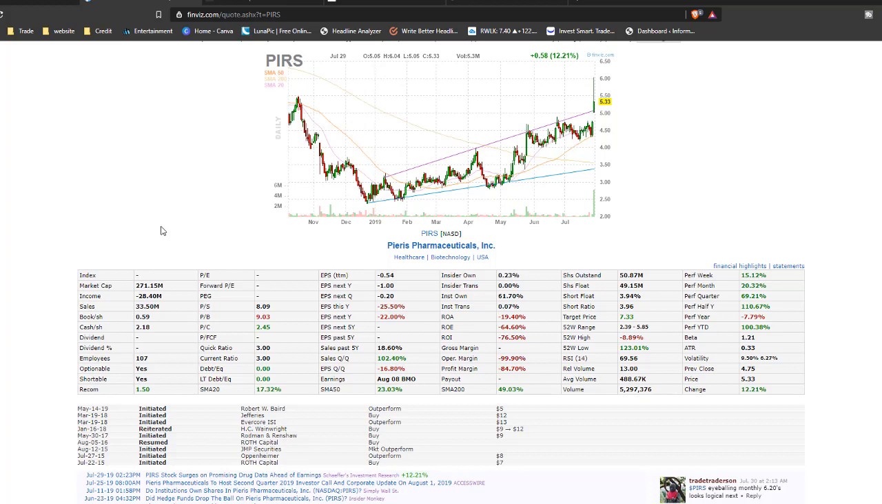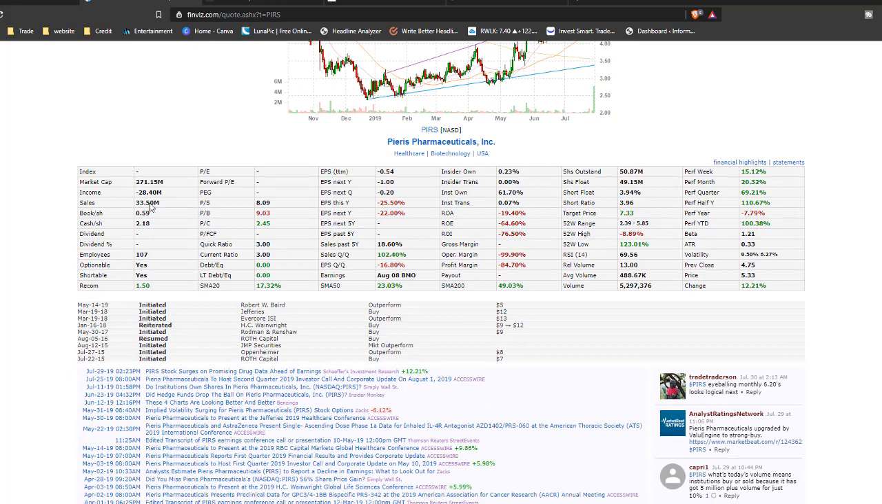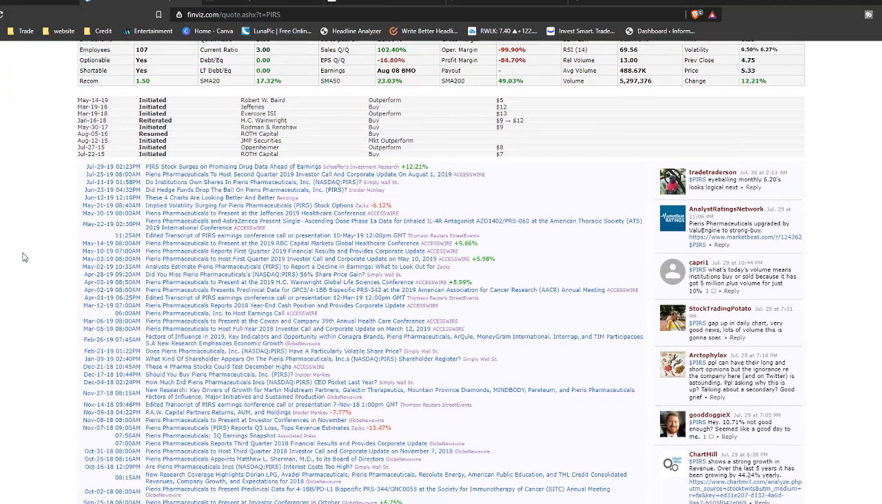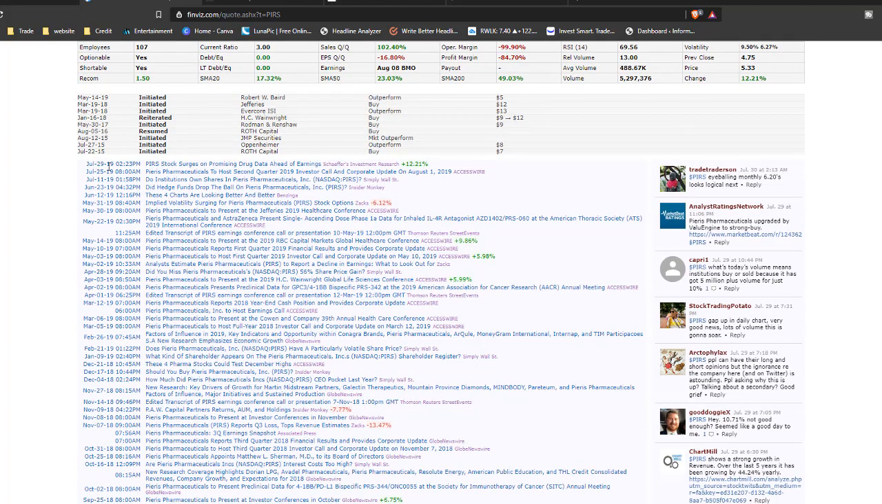That news is called a catalyst in stock market terms. So the catalyst over here, we can identify why the stock is gapping up by looking at the news. So when you come to the website, Finviz, you search, you scroll over here, you can see over here July 29, PIRS stock surging on promising drug data ahead of earnings.